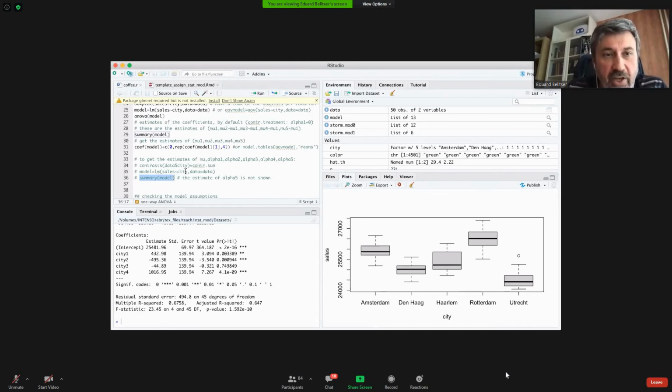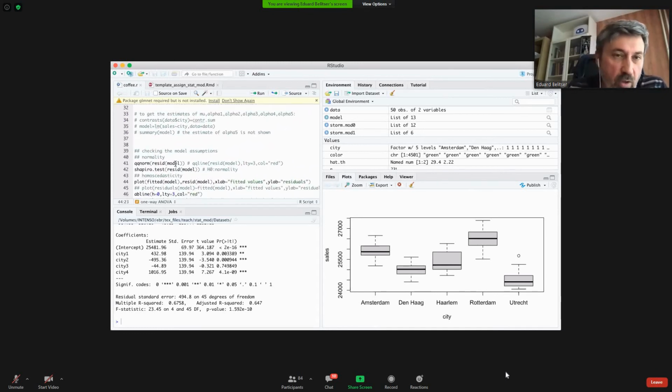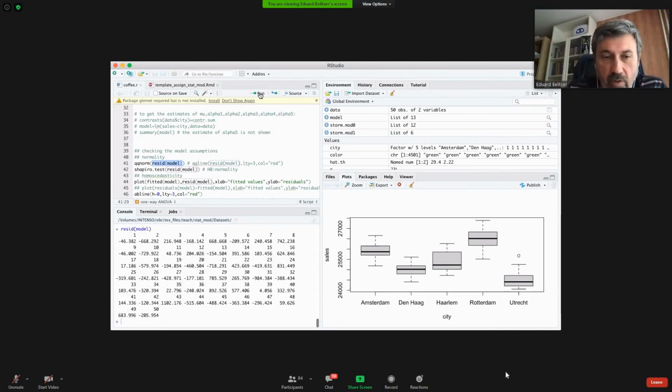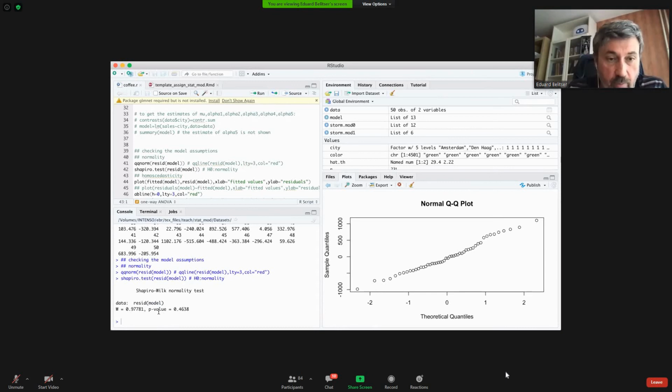Okay. Checking the model assumptions, for instance, QQ: we've created the model, and then you say residuals of model, and you just get the residuals of the model. Okay, you can see them. So these are the numbers. And then you say qqnorm of that, and then you will get this. That's exactly what I got. Shapiro test of residuals, to see whether they are normal or not. That's very simple, and this p-value is this. It's not small, so normality is not rejected.